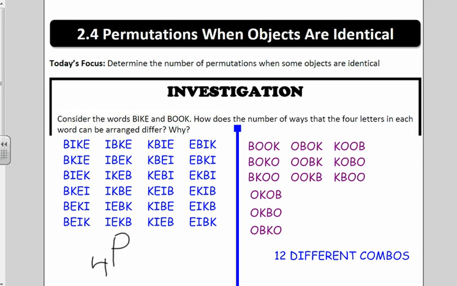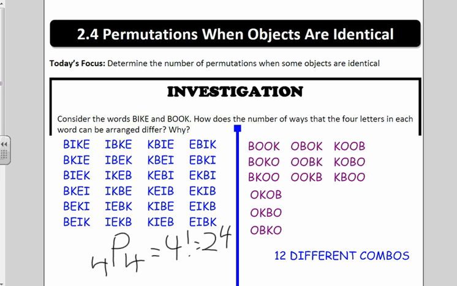It's really easy. It's 4P4, or you can write it as 4 factorial. So 4 times 3 times 2, 24, right? 24 possible words. Now, if you take a look, book is different because you've got 2 identical letters. You've got 2 O's, right? So you've got fewer. You've got 12 different combinations, right?